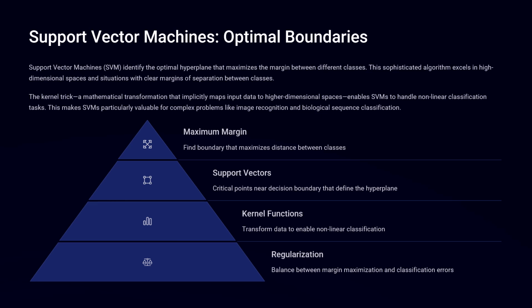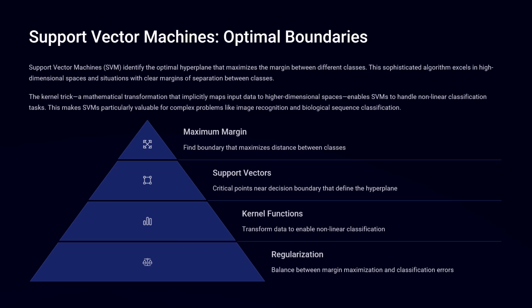Support vector machines, optimal boundaries. Support vector machines identify the optimal hyperplane that maximizes the margin between different classes. This sophisticated algorithm excels in high-dimensional spaces and situations with clear margins of separation between classes.